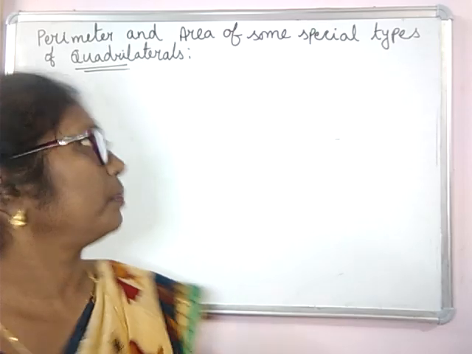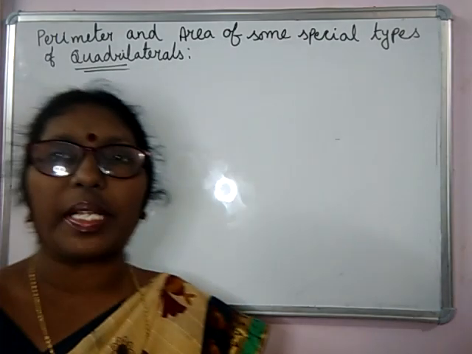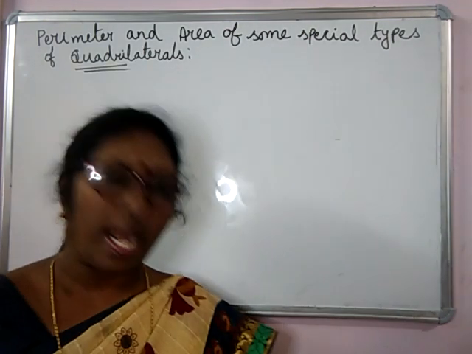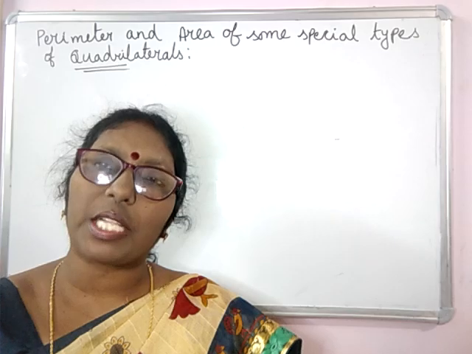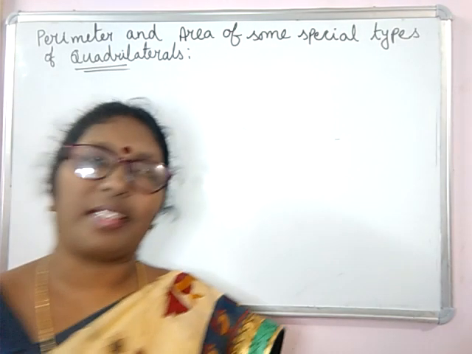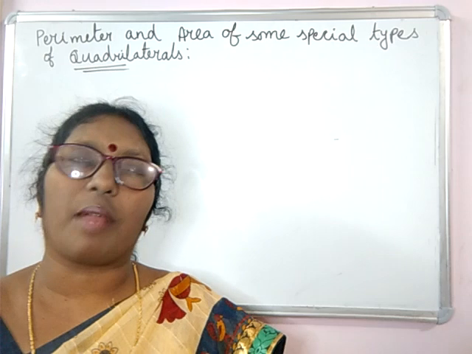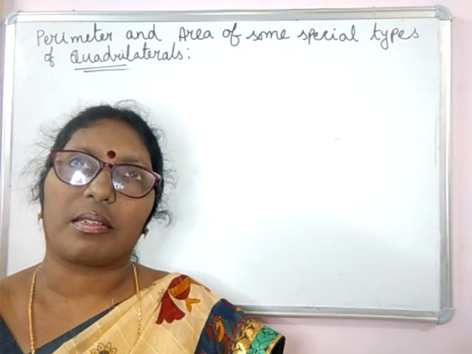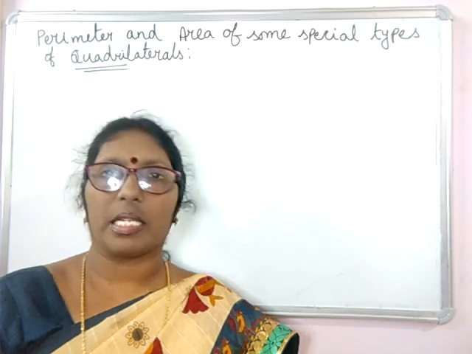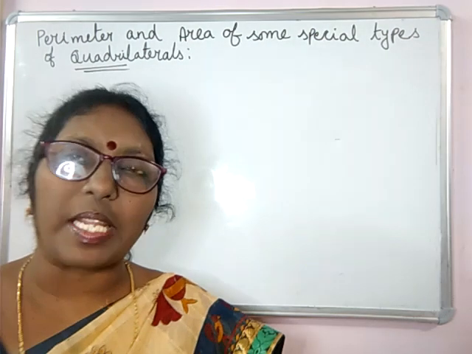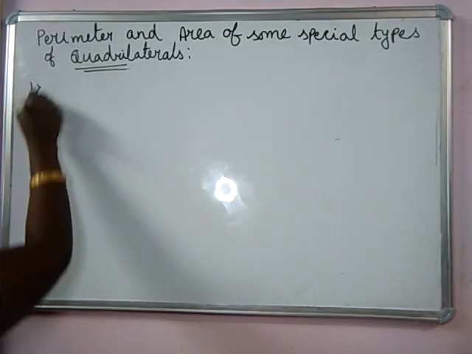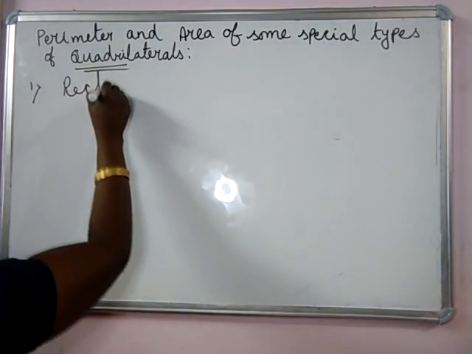Today let us have the class on perimeter and the area of some special types of quadrilaterals. Special types of quadrilaterals are rectangle, square, parallelogram, rhombus, trapezium and so on. Let us learn how to find the perimeter and the area of these quadrilaterals. First, let us learn about rectangle.